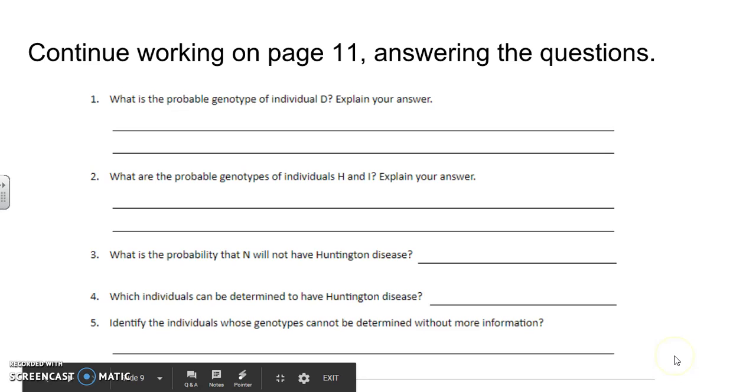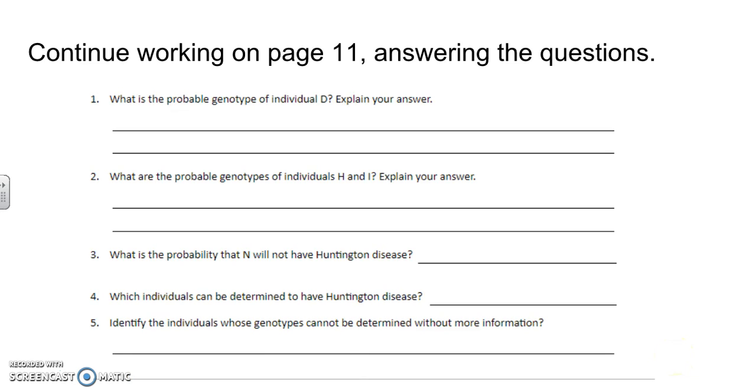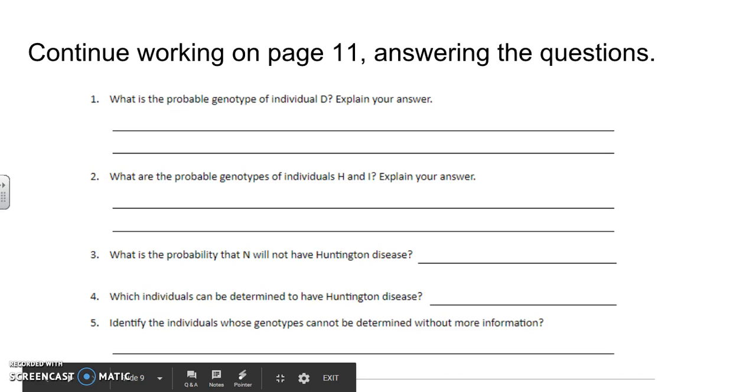All right, so take a moment. You're going to go through and continue working and finishing up page 11. Do not move on to page 12. That follows some different rules that we haven't gotten to yet. So just complete page 11. Have fun.